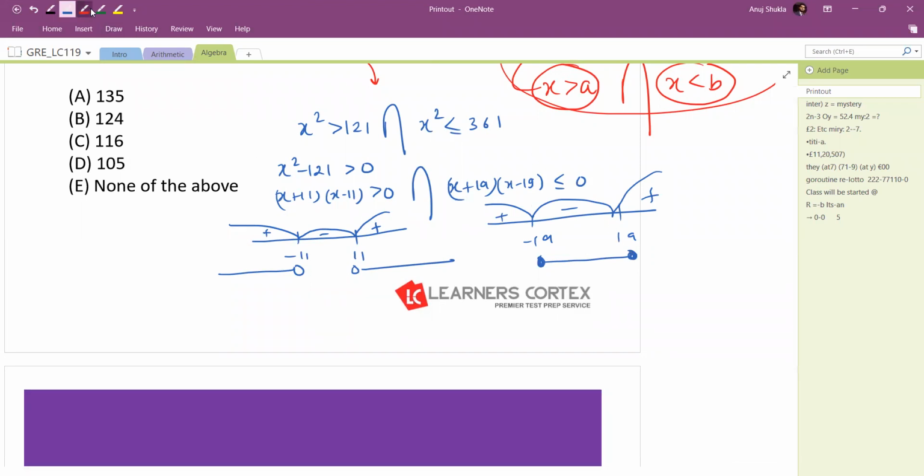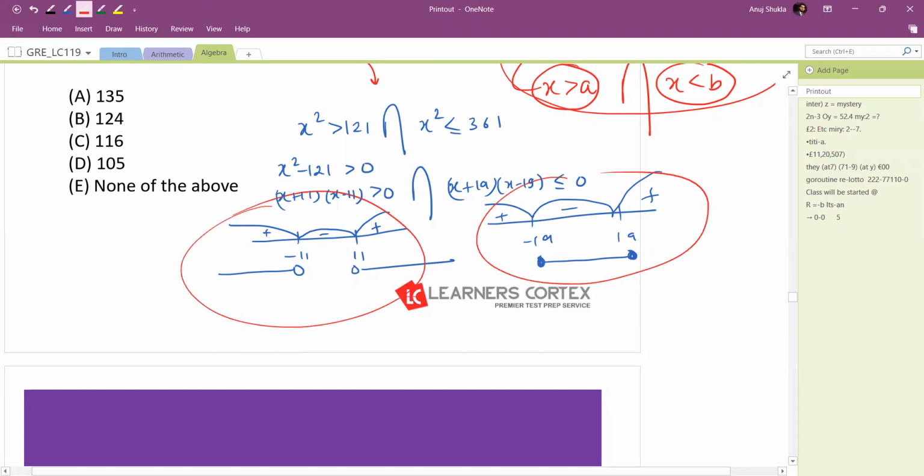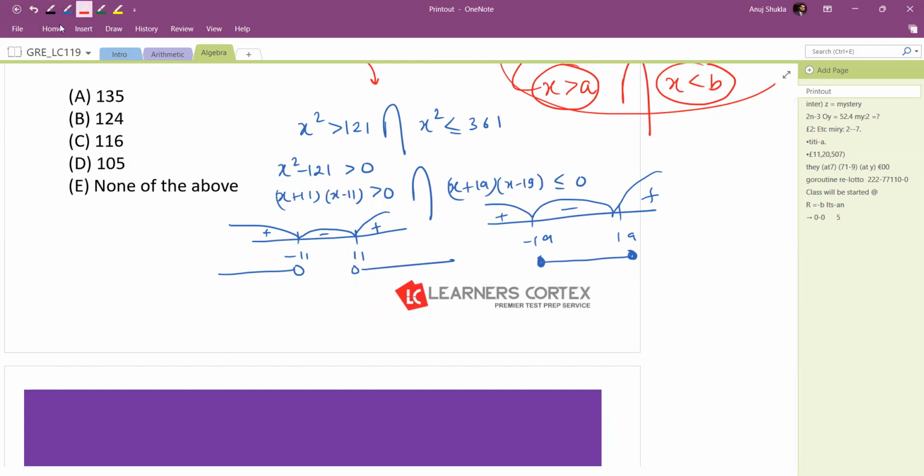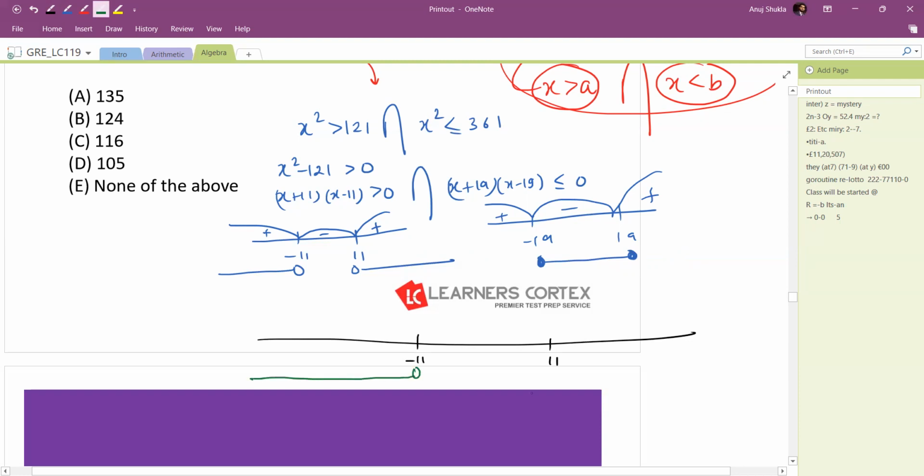Now remember the intersection. Whatever solutions you are getting from here and whatever solution you are getting from here, take the common solutions, right? When do you get the common solution? So what I'm going to draw now is a number line, right? First minus 11 and then 11, and according to our solution, it should be like this, and it should be like this. And another one, the solutions are 19 and minus 19. So minus 19 is here and 19 is here.